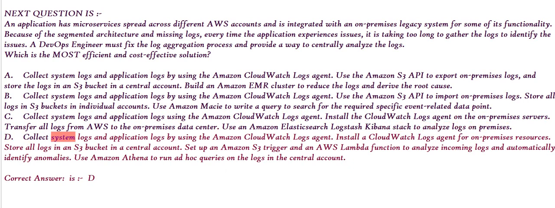D. Collect system logs and application logs by using the Amazon CloudWatch Logs agent. Install a CloudWatch Logs agent for on-premises resources. Store all logs in an S3 bucket in a central account. Set up an Amazon S3 trigger and an AWS Lambda function to analyze incoming logs and automatically identify anomalies. Use Amazon Athena to run ad hoc queries on the logs in the central account.